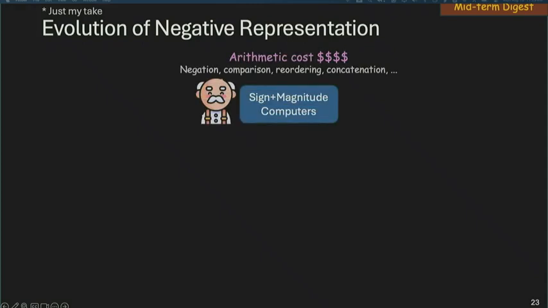So sign plus magnitude, you can represent number quite easily. But when it comes to arithmetic operation, you need to check for too many things. Check for the sign, flipping the operator, flipping the number, and all of these flippings. And that's just too much. Arithmetic cost is very high.